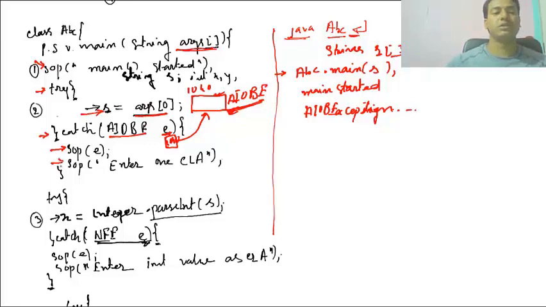Now control comes into this. It prints a message here: enter one command line argument. This message is over. Then catch block execution is over. The catch block executed because there was an exception in the try block. Then the exception is handled, so control remains here and continues execution to the next statement.